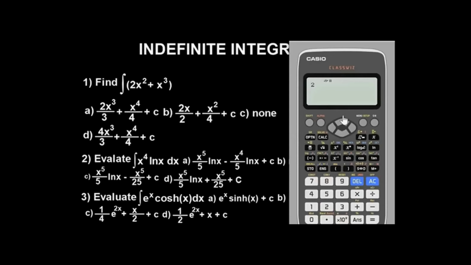Now to store 2 here, unlike in the white Casio calculator Fx-991 ES Plus, where you first of all press shift, then press store and the alphabet X, in this black one you don't press shift. The only two things you have to press are store and the alphabet X. Very, very simple, guys. It will indicate here that 2 has been stored as X in this calculator.